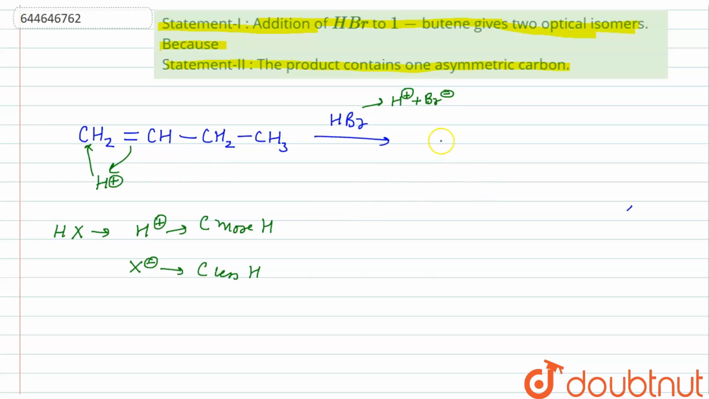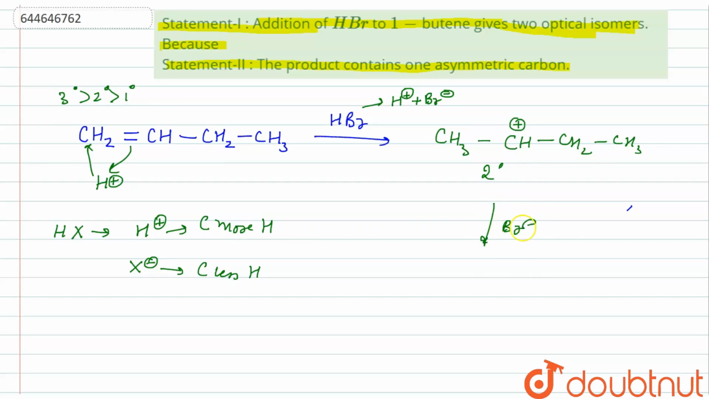So the intermediate formed will be CH3, single bond, CH, CH2 and CH3. This carbocation is a secondary carbocation. If I take the other case, where the hydrogen is attached to the other carbon, there will be a primary carbocation, right? And accordingly, we know that the stability of carbocations is tertiary, then secondary, and then primary. So the secondary carbocation is more stable.